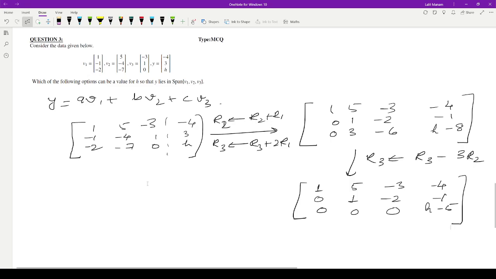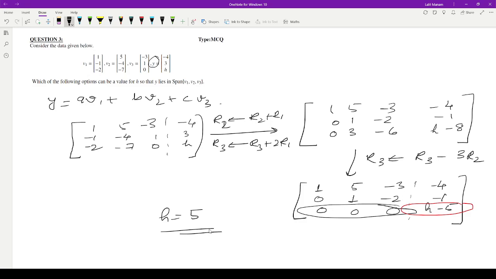So since we see here that there are all three zeros, which corresponds to the three vectors v1, v2 and v3, to keep the vector y in the span of three vectors v1, v2 and v3, we have to make this h minus 5 equal to 0, which leads us to the answer h equals 5, which is option A.